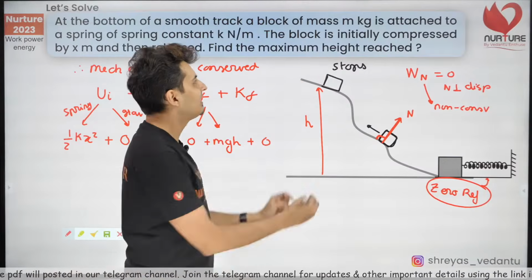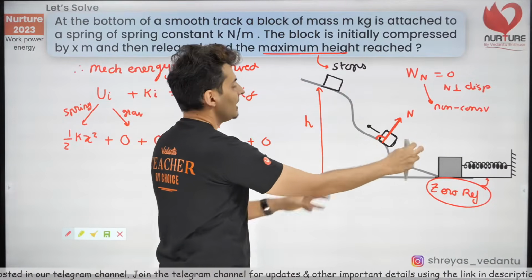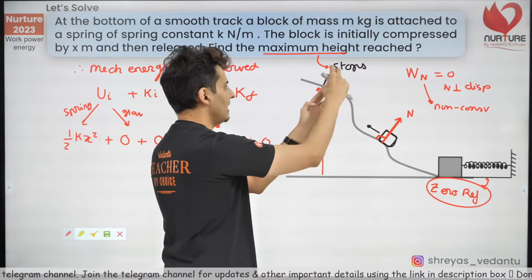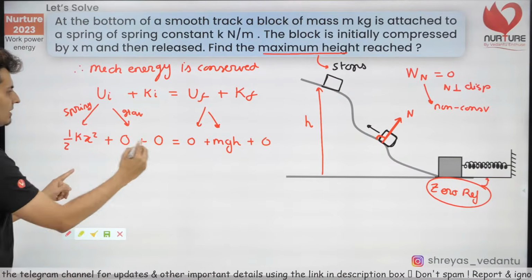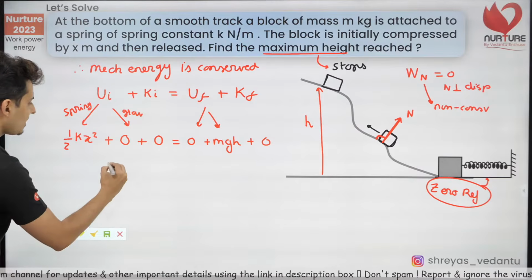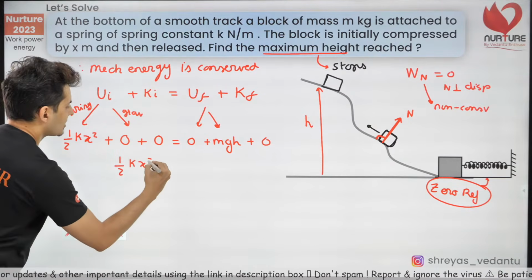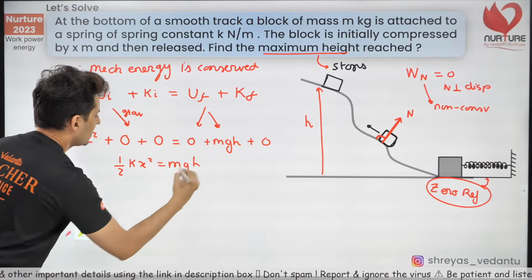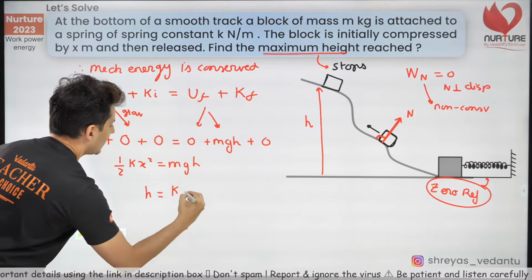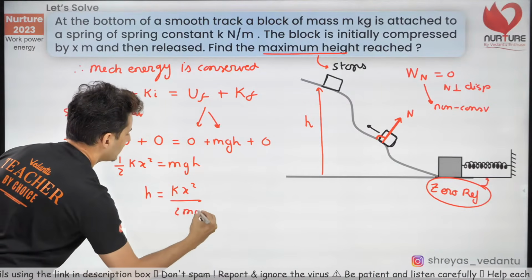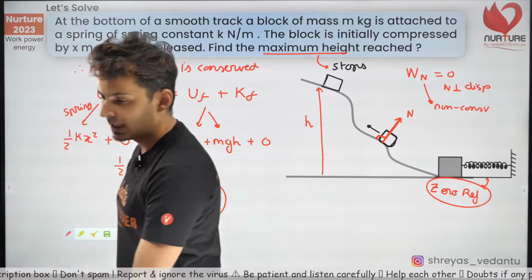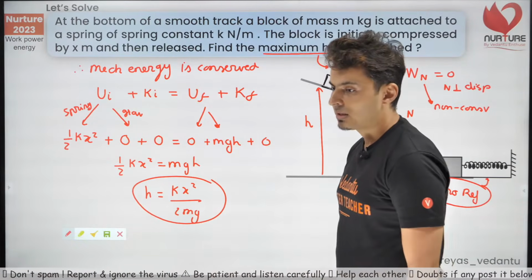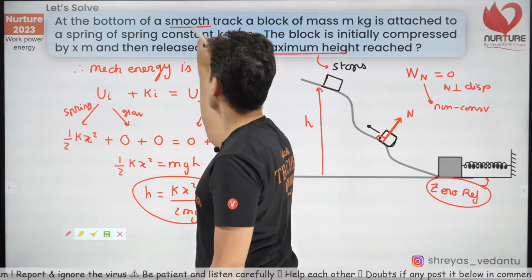What's the maximum height reached? At maximum height, it just reaches, stops, and again it will come back. So when it has just stopped, the kinetic energy is 0. Now you just need to equate them. Therefore, half kx square is equal to mgh. Therefore, h is equal to kx square by 2mg. That's the answer. Everybody clear? Yes, it's a smooth track. There is no friction. Read this, smooth.